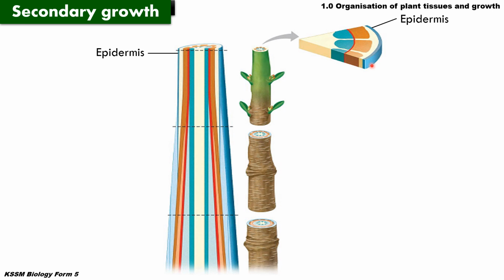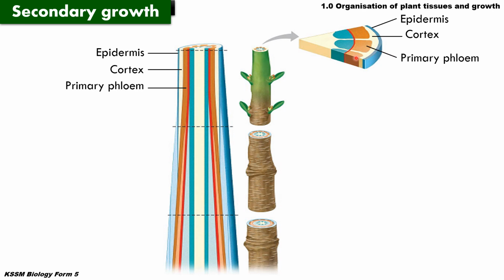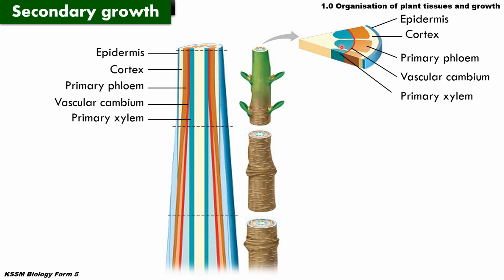Okay, epidermis. And then, tengah sikit tu ialah cortex. Kemudian, the orange color here is the phloem. Tapi, phloem apa? Primary phloem. The red ring here is the vascular cambium. And the blue here, vascular cambium will divide between the primary phloem and the blue is primary xylem.